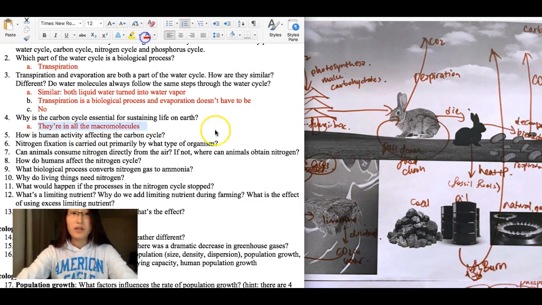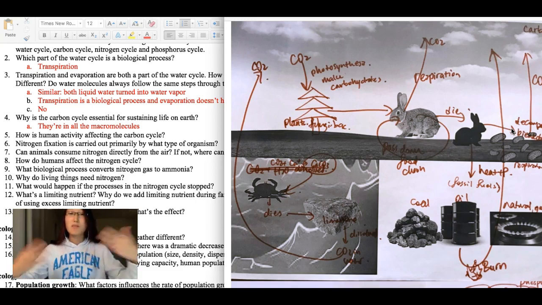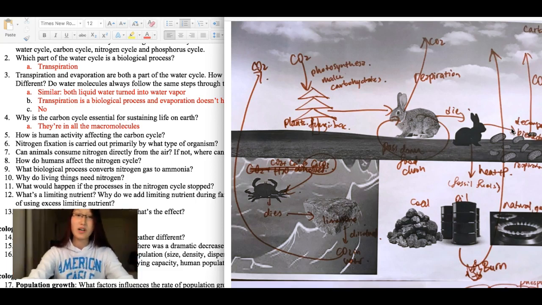So if you look right here, what are our 4 kinds of macromolecules? We have lipid, we have carbohydrate, we have proteins, and we have nucleic acid. All 4 of those molecules and a lot of other molecules in our body are organic, which means it has carbon in there. Where do we get our carbon?